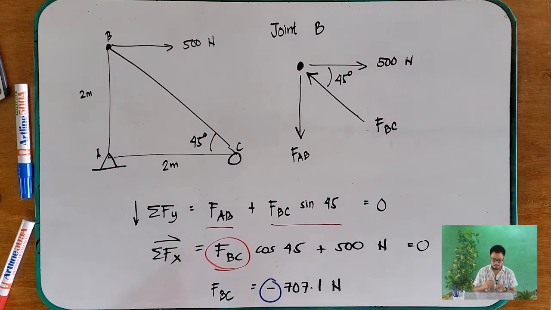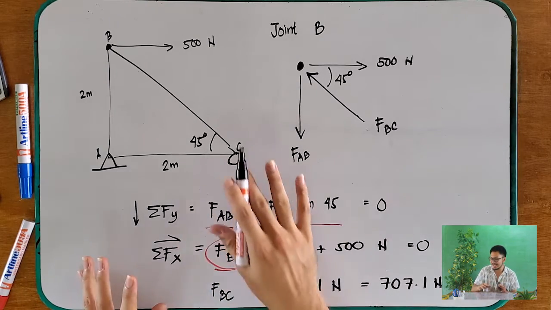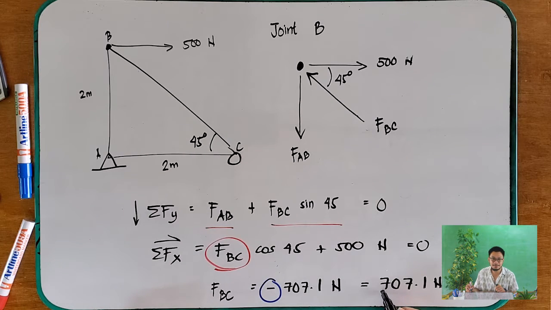Okay? So, pwede na natin ngayon... 707.1 newtons. And take note, you should put compression. Positive and compression. So, dapat tanan natong answers aning atong trusses is positive. Okay? Positive, so di ko musugot og negative. Positive, and then you should indicate if it is in tension or it is in compression. Okay? Take note of that.